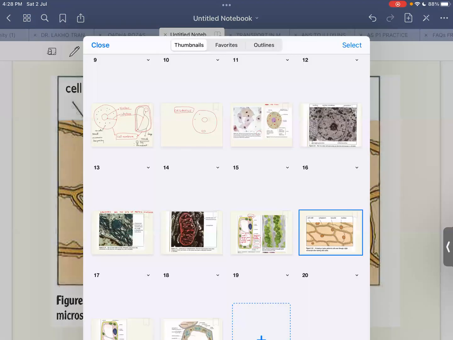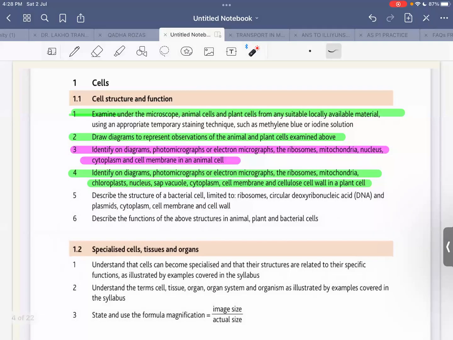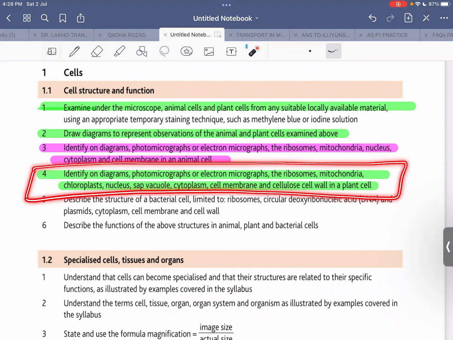Let's go back and see whether we have covered this learning outcome. So yes, today we have covered the learning outcome number 4, where we were able to identify on the diagrams, on the photomicrographs and on the electron micrographs, the ribosomes, the mitochondria, the chloroplasts, the nucleus, the sap vacuole, the cytoplasm, the cell membrane, and the cellulose cell wall in a plant cell.